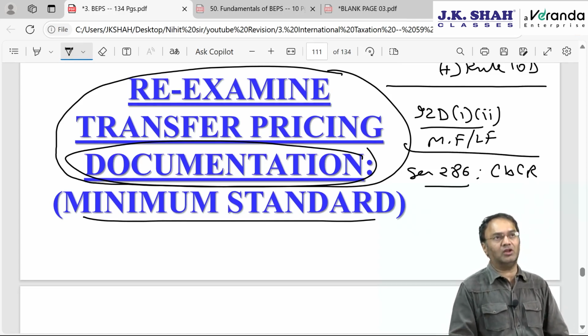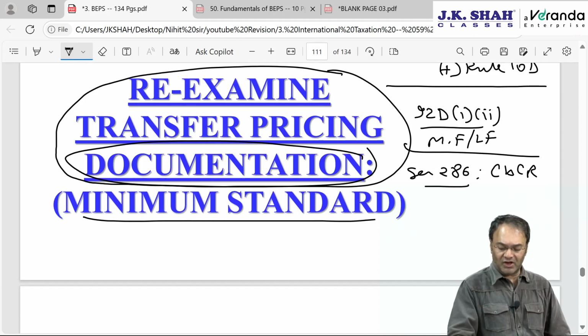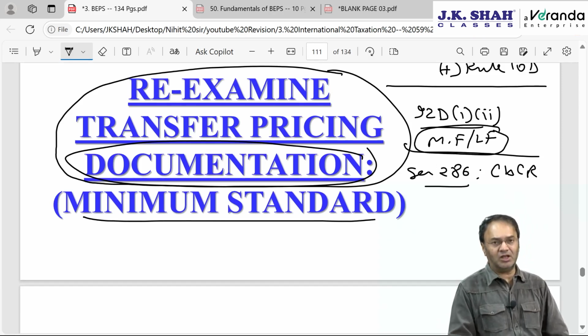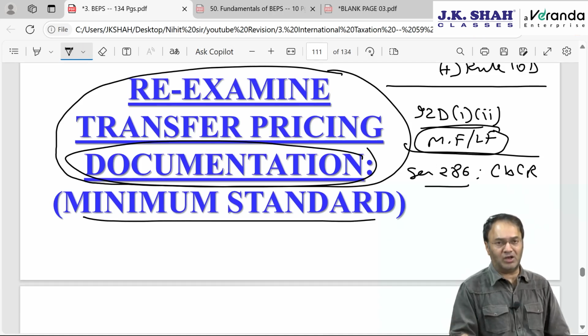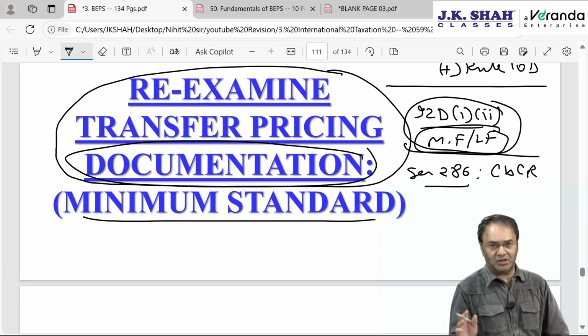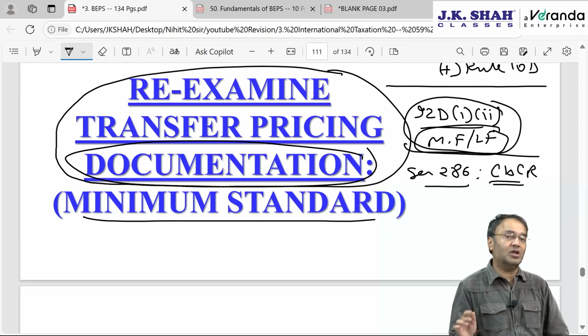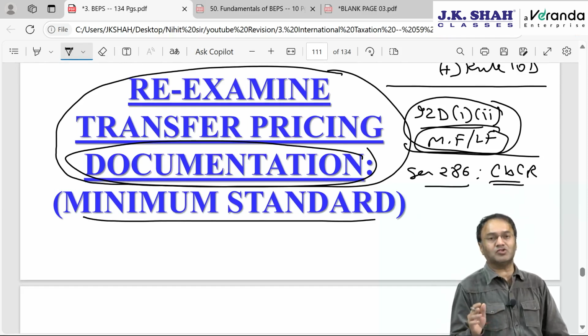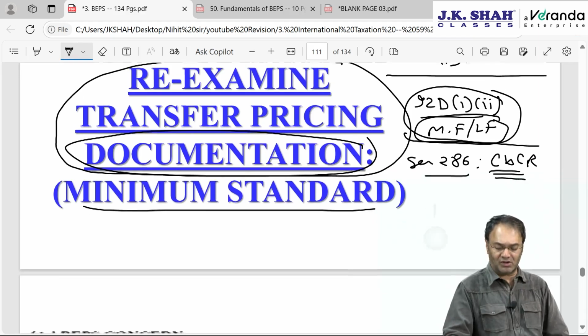So, two concepts were introduced, two types of document. Master file and local file in Form 3CEAA. Part A is master file, Part B is local file. These documents were made mandatory submission. Master file and local file are to be submitted along with the IT return, or on or before the due date of filing the IT return, the due date given in section 139(1). And CBCR is to be furnished within 12 months from the end of the accounting period. So if the accounting period ends on 31st March 2025, then this is to be furnished by 31st March 2026.